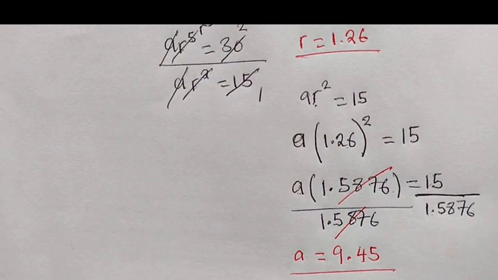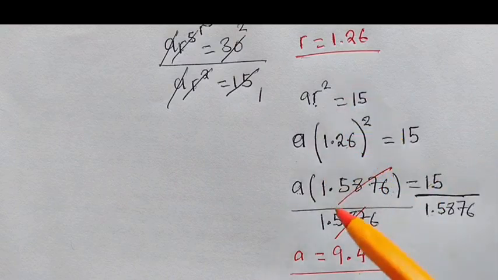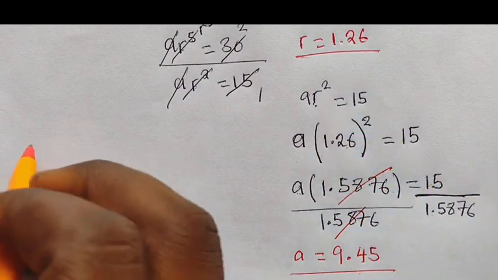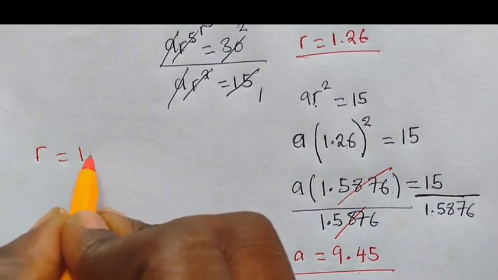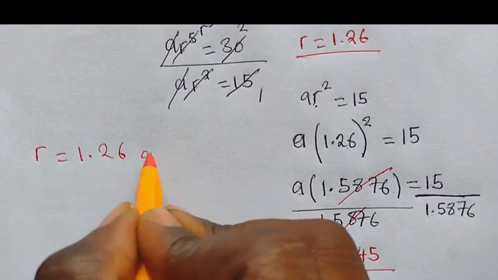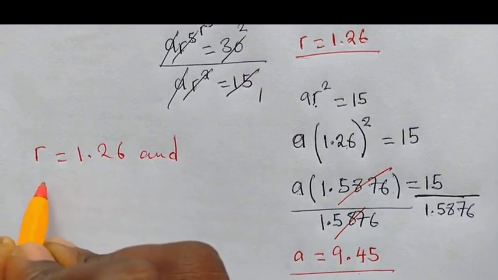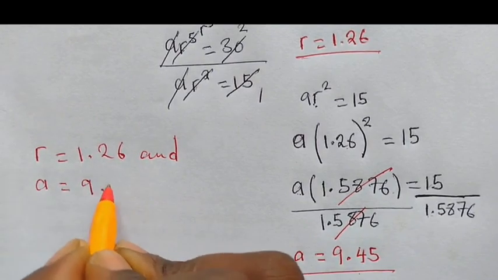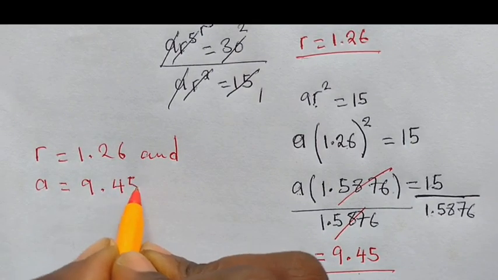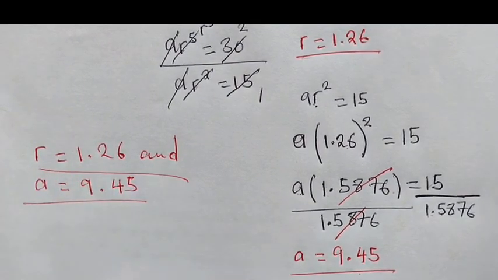You can leave them as a fraction or as a decimal number. Any of these will get the values. So therefore, the common ratio is equal to 1.26, and the first term, which is represented by a, is equal to 9.45. So these are the values.